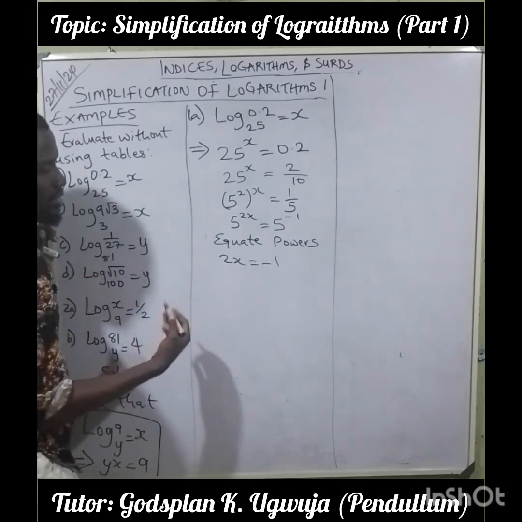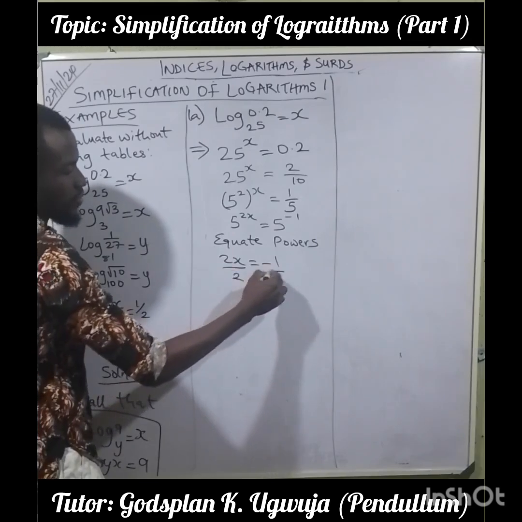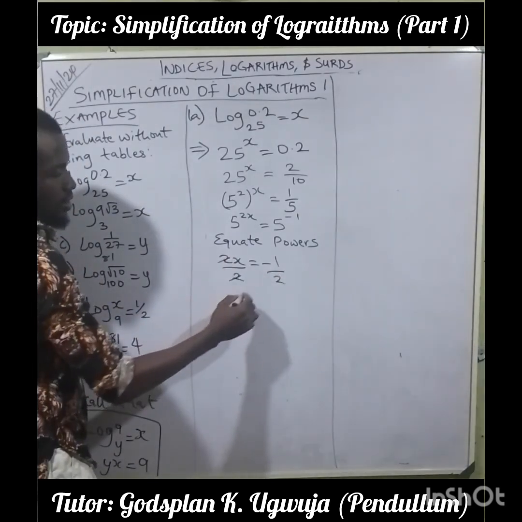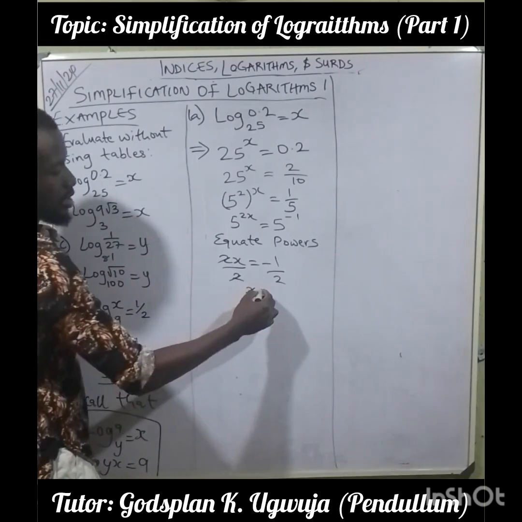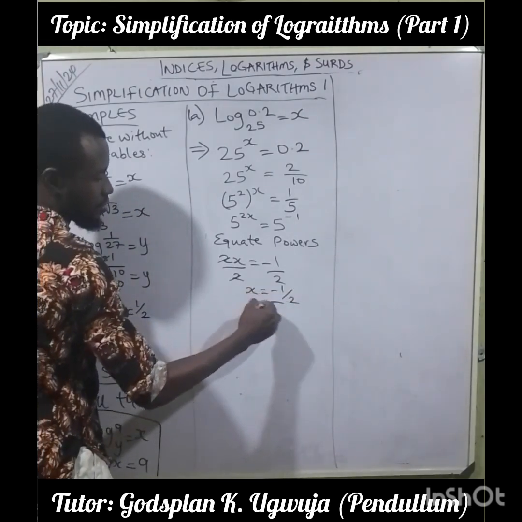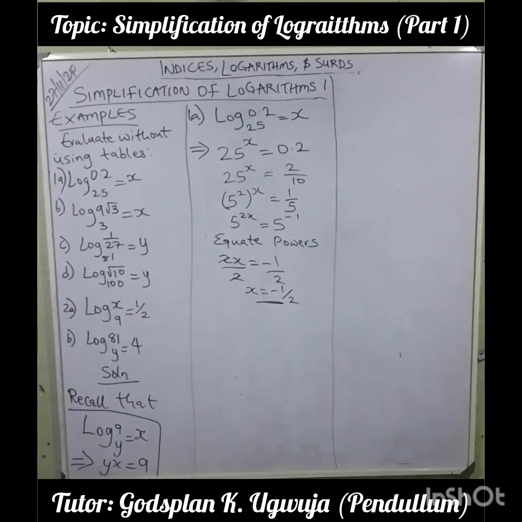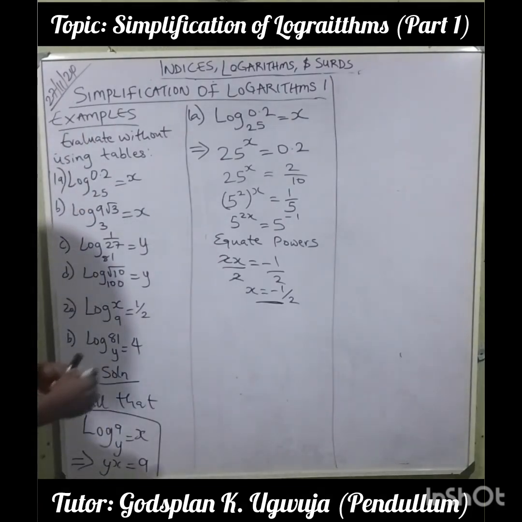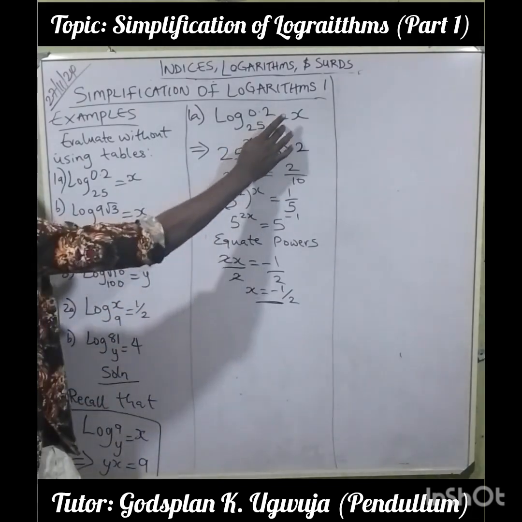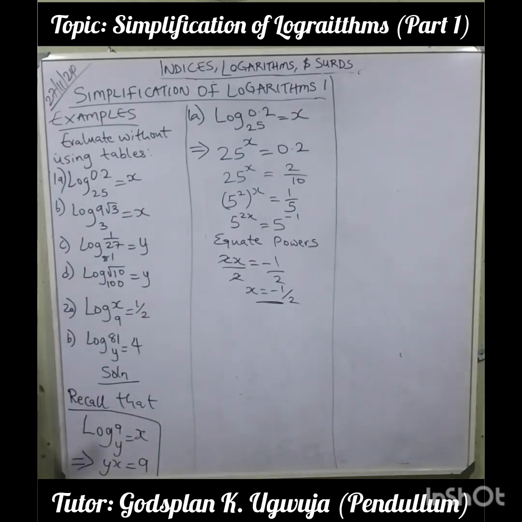Now to find x, what do I do here? Just divide here by 2, divide here by 2. So that 2 can cancel itself and only x will stand here and minus half. So our answer is that x is equal to minus half. Alright? So that is the answer here. x is equal to minus half.